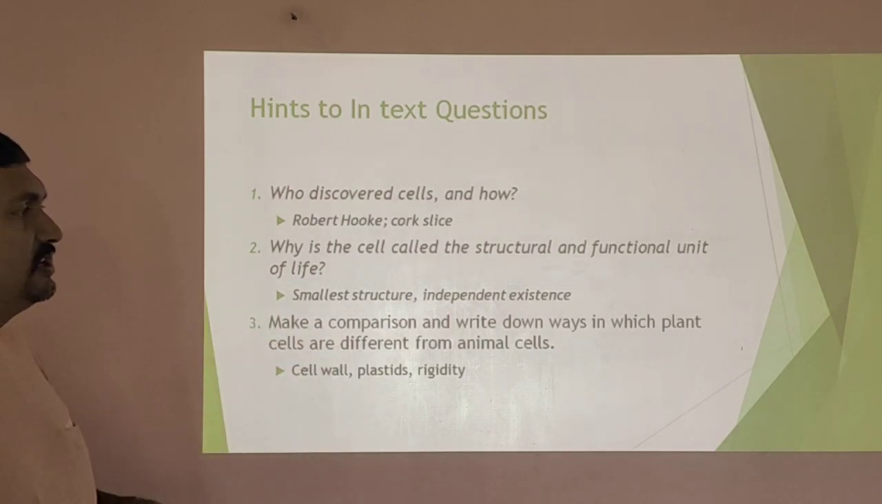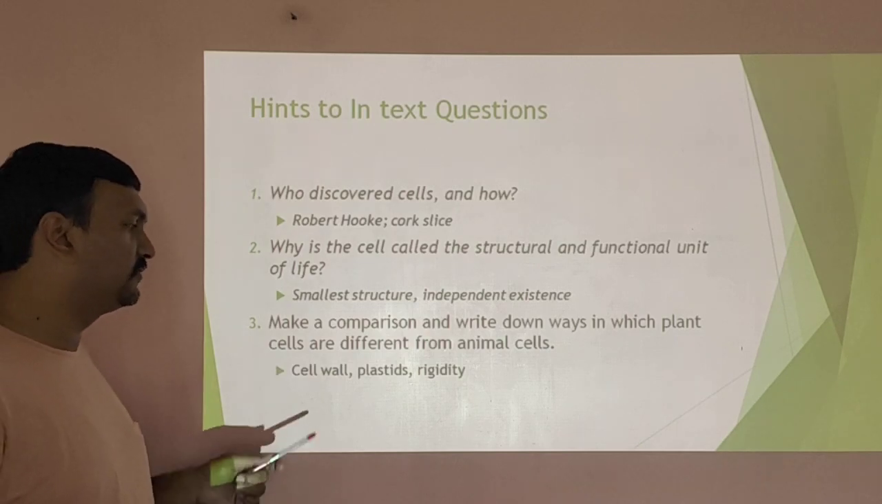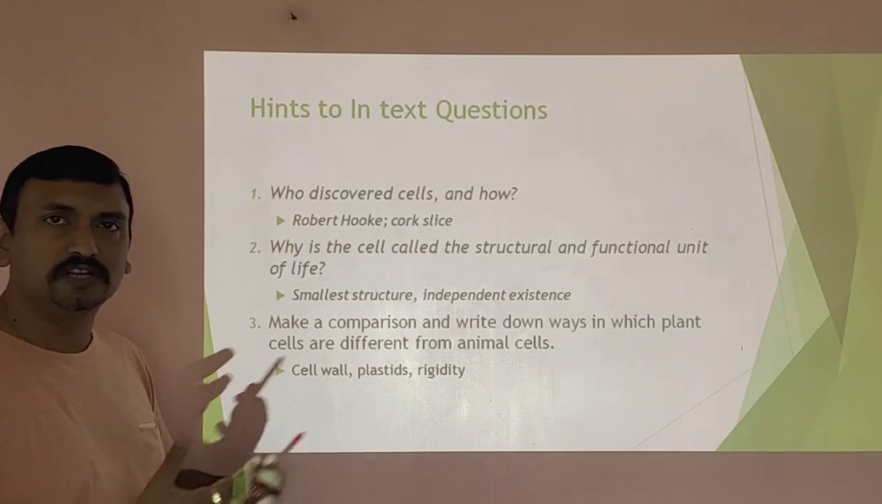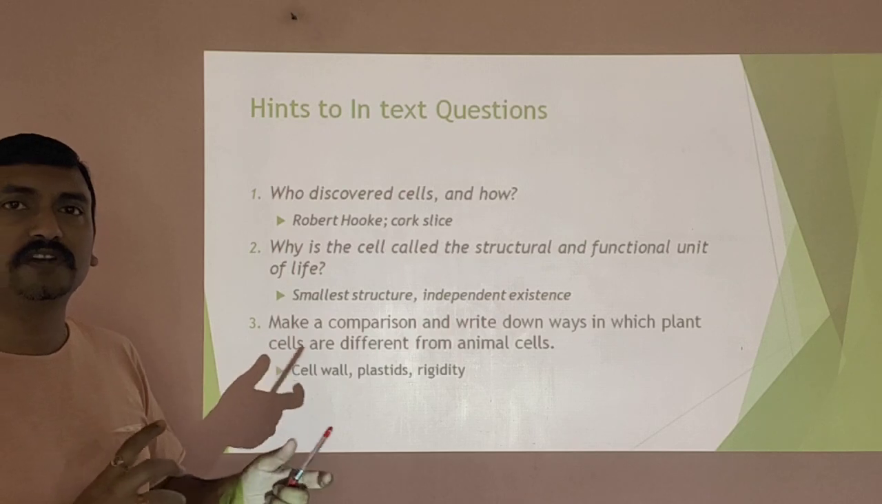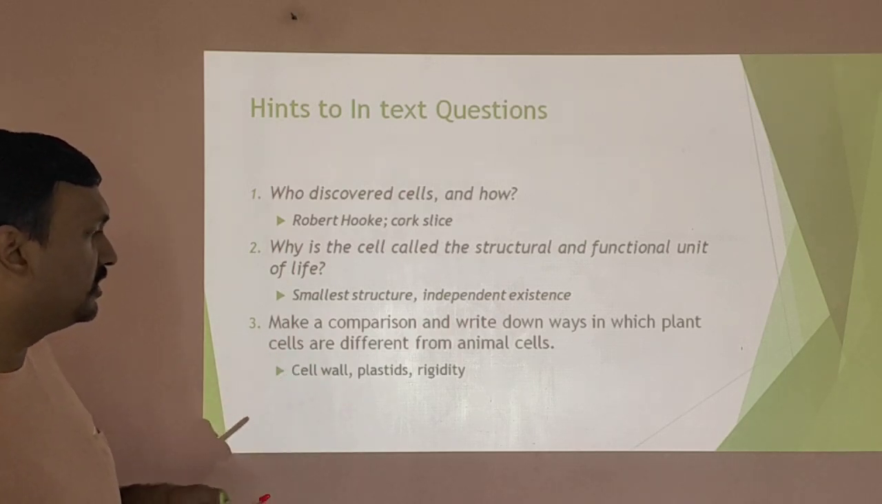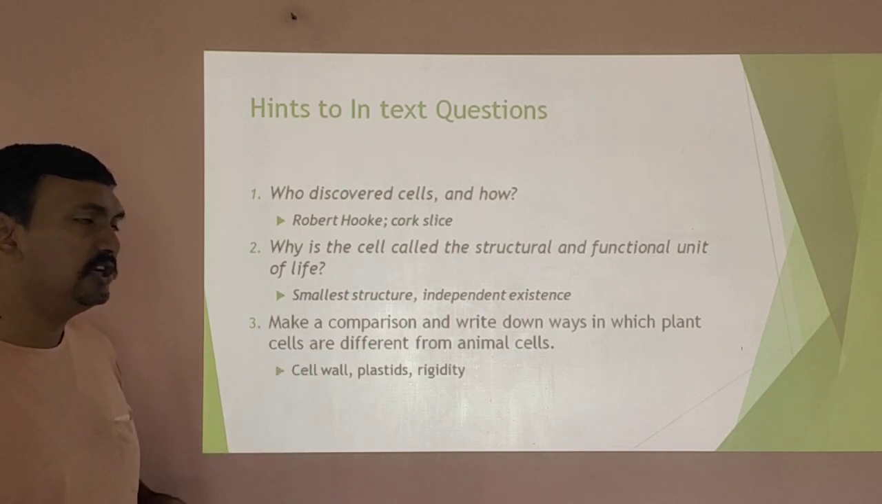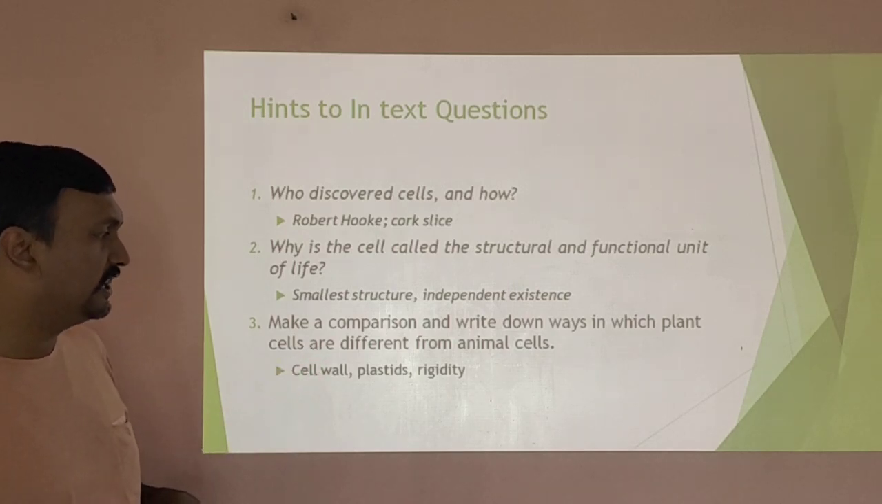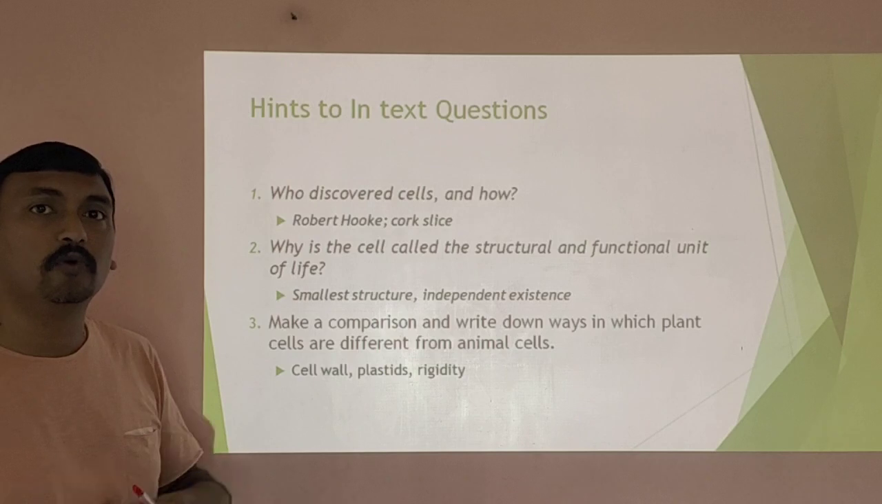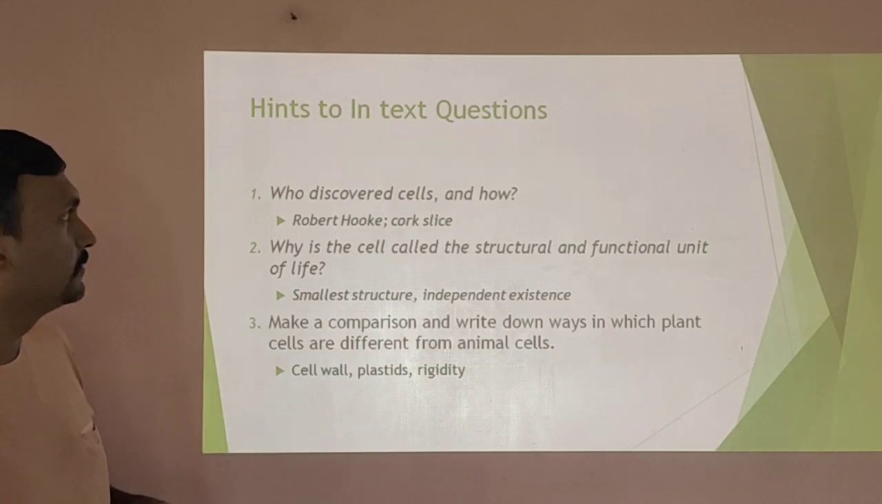Make a comparison and write down ways in which plant cells are different from animal cells. Actually, in future videos we will discuss the different cell organelles, where you will learn that organelles like the cell wall and plastids are present in plant cells and not in animal cells. That's why plant cells become more rigid compared to animal cells.